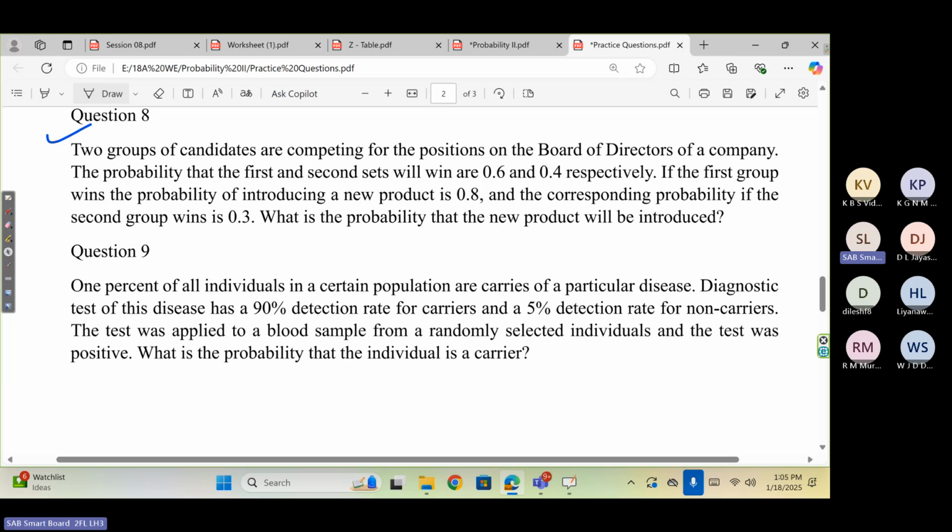Understood? Then the question asks: what is the probability that the new product will be introduced? Introducing a new product is common to both groups. Why? Their final goal is to introduce a new product. It's clear? Then the question asks to find the probability of the common event. In this question, the common event is introducing a new product.